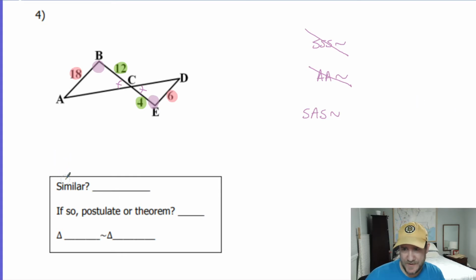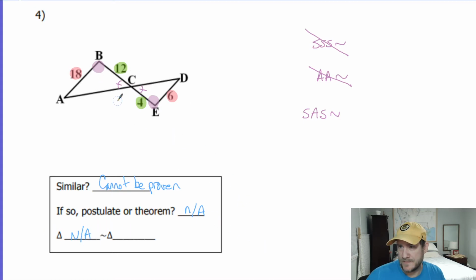So we have to say, are they similar? We can't know. The answer isn't no, they're not similar. The answer is we can't prove them similar. So are they similar? I'm going to say cannot be proven, because maybe they are. We just don't have enough info. So if so, state the postulate. We're going to go not applicable. And for the similarity statement, this guy's not applicable again too.